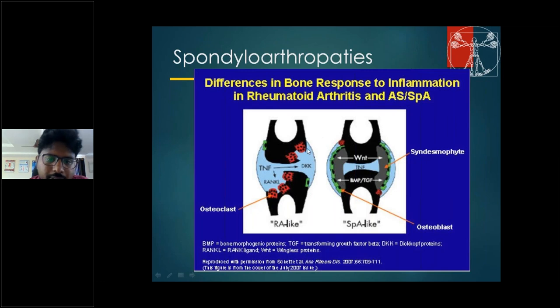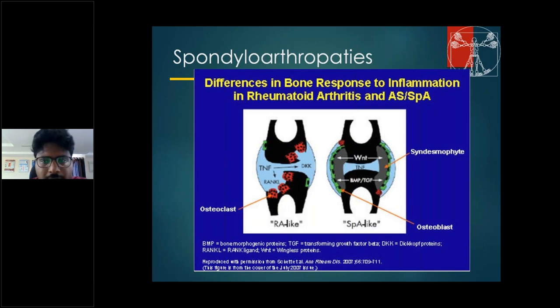Here you can see left is the rheumatoid arthritis, where osteoclasts are activated and they cause bony erosions. They will have erosions. Whereas here, TNF activation, tumor necrosis factor activation, will cause signaling, which will cause syndesmophyte. What is syndesmophyte? There is new bone formation between the two bones. Around the joint, it will form a bridge, bony bridge. They are called syndesmophytes.